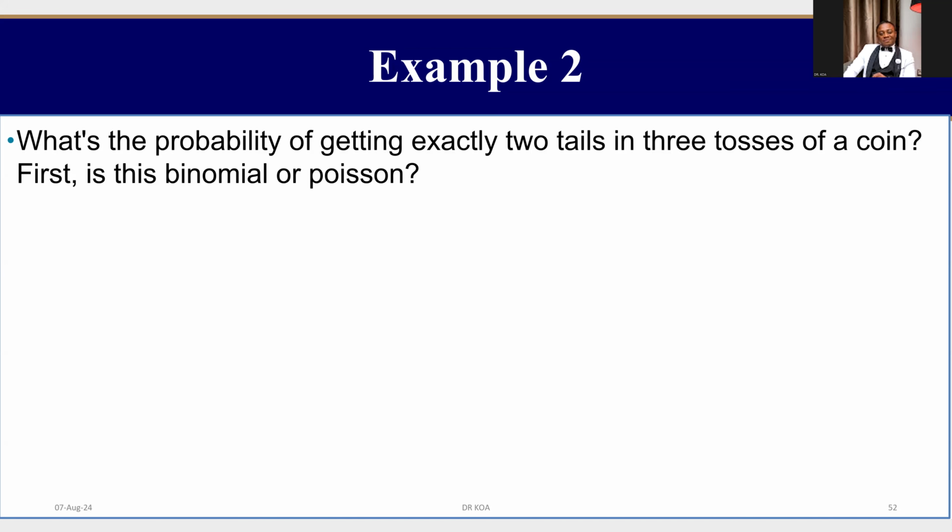Of course, I'm going to ask you why. Is this binomial or Poisson? Don't worry, I'll show you how to determine it. But is this binomial or Poisson, off the top of your head?